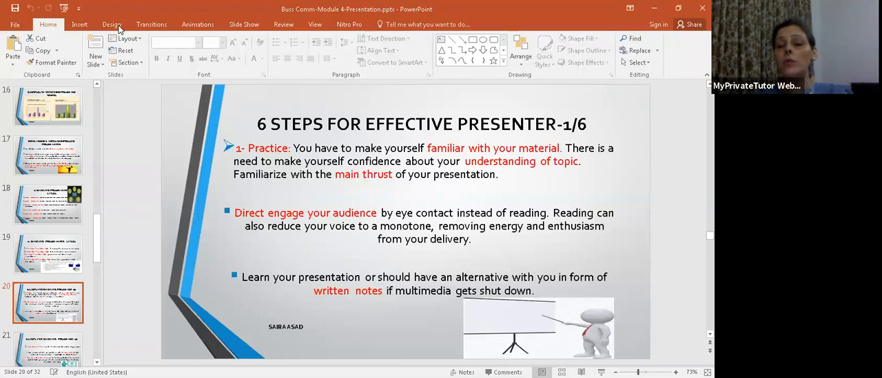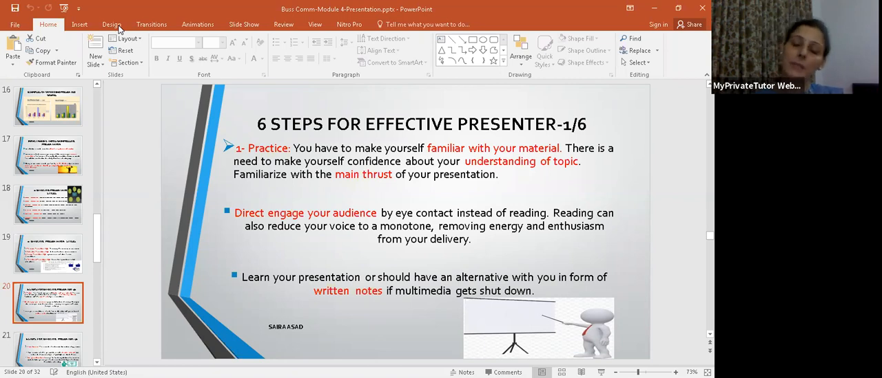Okay, we are now going to focus on the sixth step for an effective presenter: practice. You have to make yourself familiar with your material. There's a need to make yourself confident about your understanding of the topic. Familiarize yourself with the main thrust of your presentation. Be very clear about your idea, what you want to convey. Direct and engage your audience, then you will be able to enjoy it more.